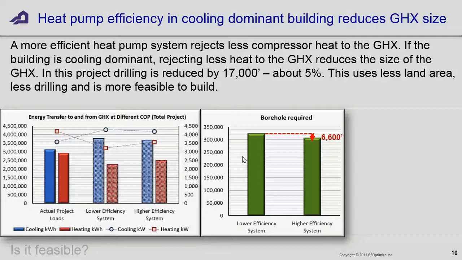Okay? So what that means is your ground loop is actually going to get bigger. So we're looking at 6,600 feet of drilling in this case. And that's 20 or 30 bucks a foot. That's a big deal.